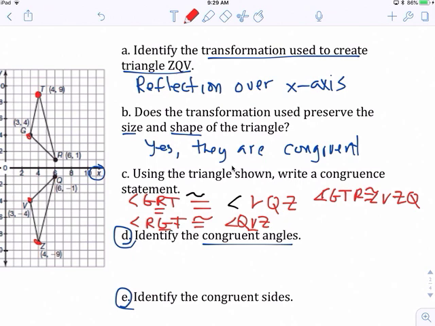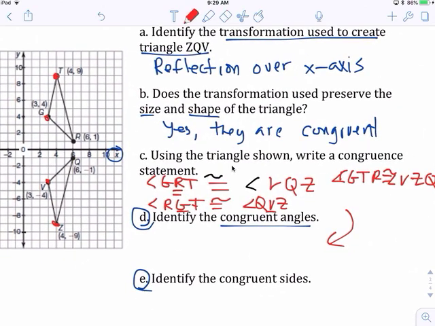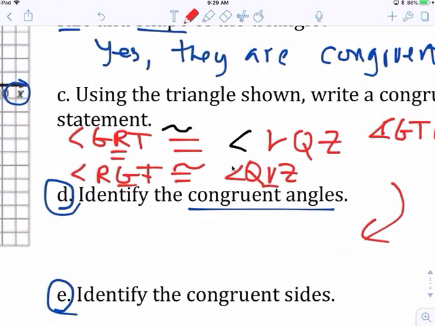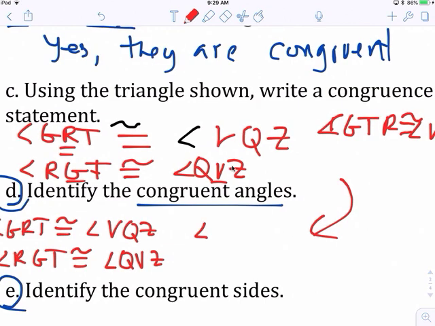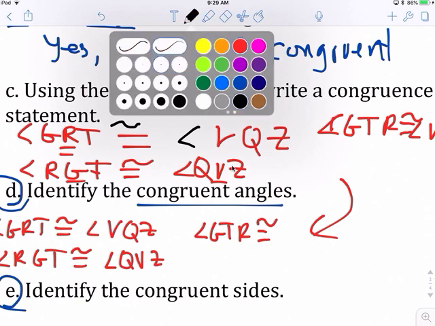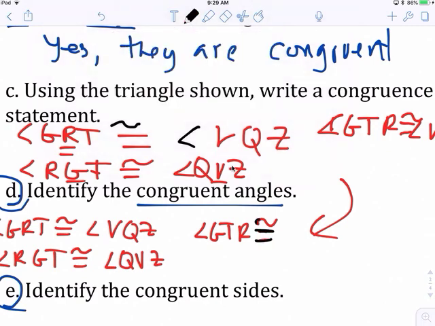Oops, this goes to D, sorry, not C, erase from C. I'm going to copy here before I erase because I'll get it wrong. Angle GRT is congruent to angle VQZ. Angle RGT is congruent to angle QVZ. And the last one is angle GTR is congruent to, make sure you write the congruent symbol and a little wave, okay?